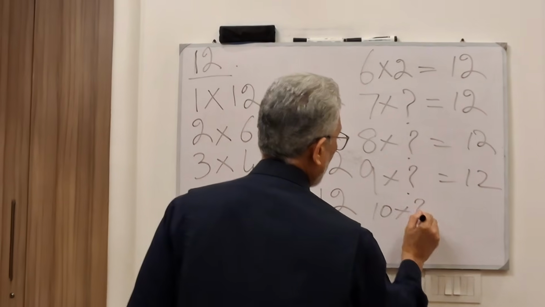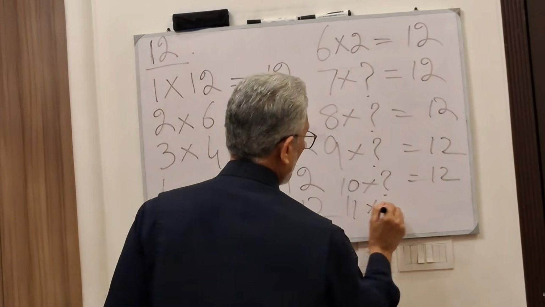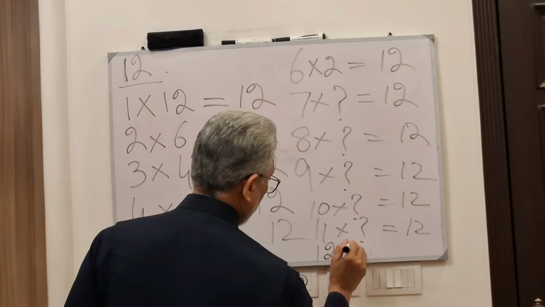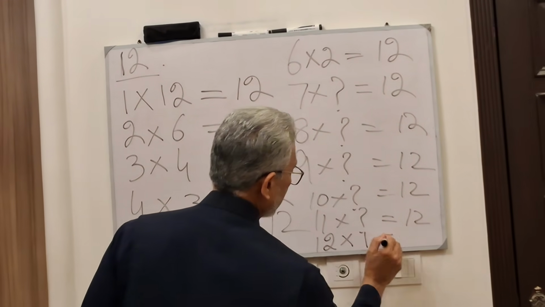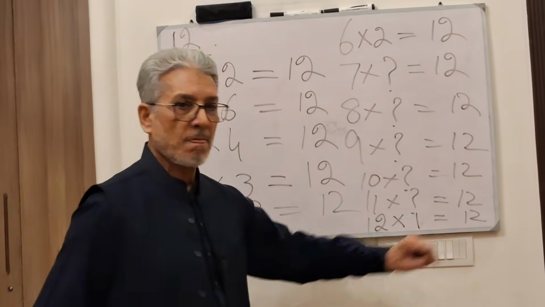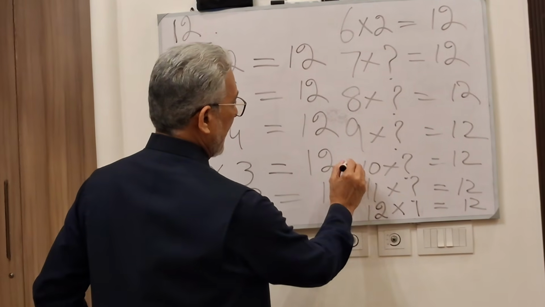10. No number. 11. No number. 12. Yes. 12 multiplied by 1 is equal to 12. So these two are factors of 12. 11 is not a factor. 10 is not a factor.